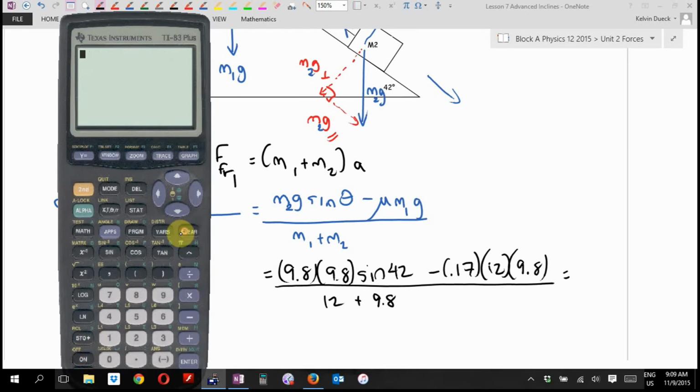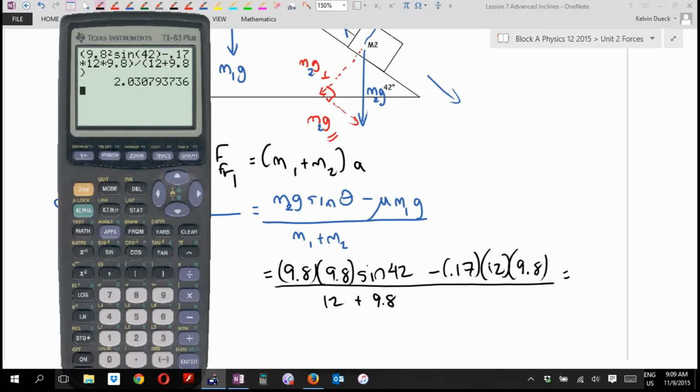More than one thing on the top, better put it in brackets. More than one thing in the bottom, better put it in brackets. 9.8. Ha! I'm going to be clever. Instead of writing 9.8 times 9.8, can I just do that? It's a fluke that they happen to be the same number. Please don't think that the normal equation has a squared in it. It's just I'm lazy. Sine 42 minus 0.17 times 12 times 9.8. Close bracket off, divided by 12 plus 9.8.